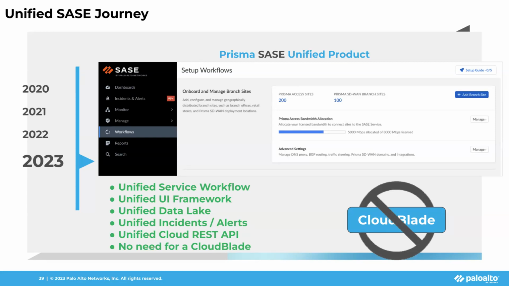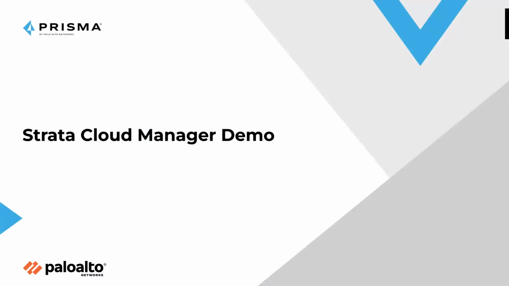So this is where we can add a branch site and onboard it to Prisma Access at the same time, simultaneously, and build out that service infrastructure in a lot simpler fashion. So that's something we're pretty excited about. And then we continue to unify our incident alert pipelines and a few other things as well. So we'll get into what this looks like with a demo.